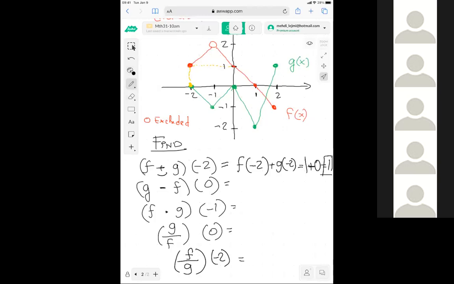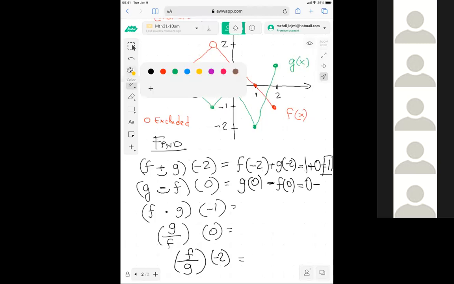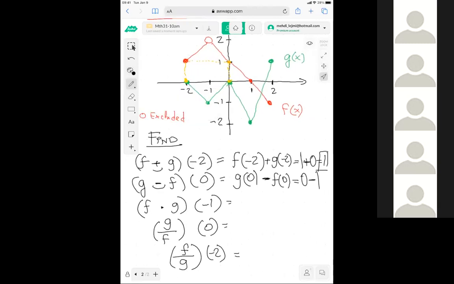Okay. For the next, g minus f of 0. As I said, the order is important. So first, you start with g. Our input is zero, so g of zero, minus, because we have subtraction, f of zero. Here x equals zero, g of zero would be the origin, which is just zero. Then minus f of zero, which is this point here, positive one. So zero minus one, and the answer would be negative one.